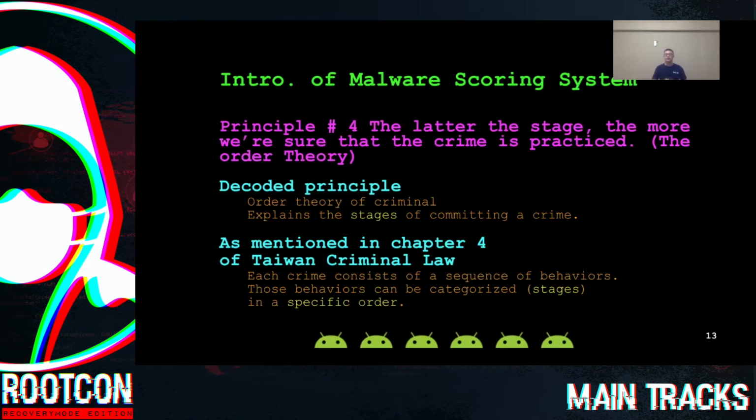So now let's see the most important part of the scoring system. We create an order theory, which consists of 3 principles. They are principle number 4, 5, and number 6. Let's first look at principle number 4. The later the stage, the more we are sure that the crime is practiced. As mentioned in Chapter 4 of Taiwan criminal law, each crime consists of a sequence of behaviors, and those behaviors can be categorized in a specific order.